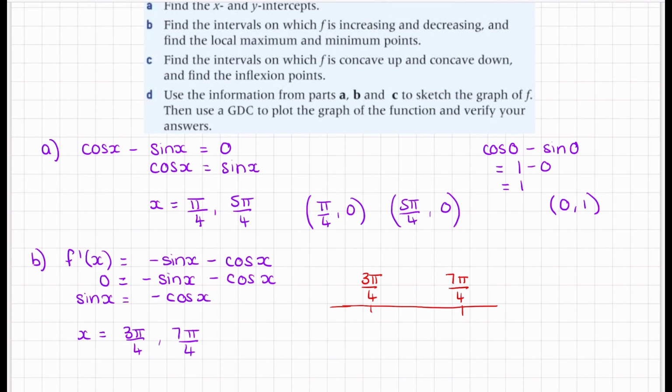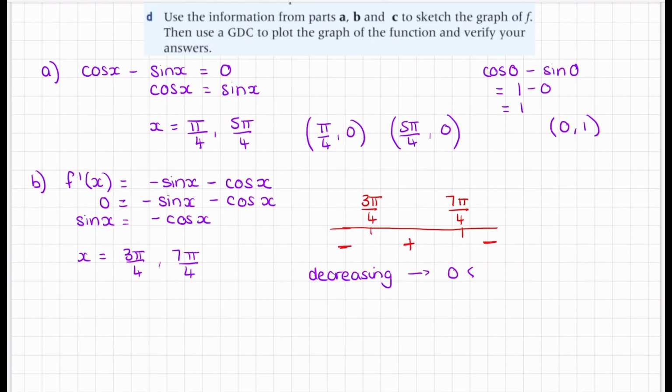So we pick a value less than 3 pi on 4, so you can just put 0 into the gradient equation and we'll find that that is negative. Pick a value between 3 pi on 4 and 7 pi on 4, you'll find your gradient is positive. And pick a number between 7 pi on 4 and 2 pi, and you would find the gradient is negative. It is decreasing between 0 and 3 pi on 4, and also between 7 pi on 4 and 2 pi.